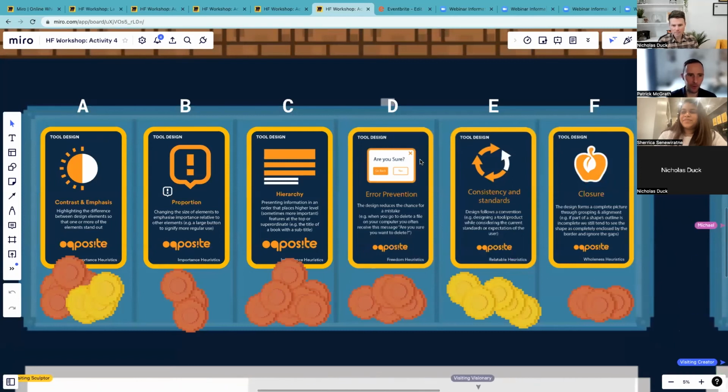And we'll have a look at where people said, oh, okay, here we go. So contrast and emphasis. Some are saying this is done well, others saying not so great. Proportion, hierarchy, error prevention, consistency and standards, and enclosure. So Nick, I might get you to do the debrief on those, please, before then moving across to show the right example and then the principles.